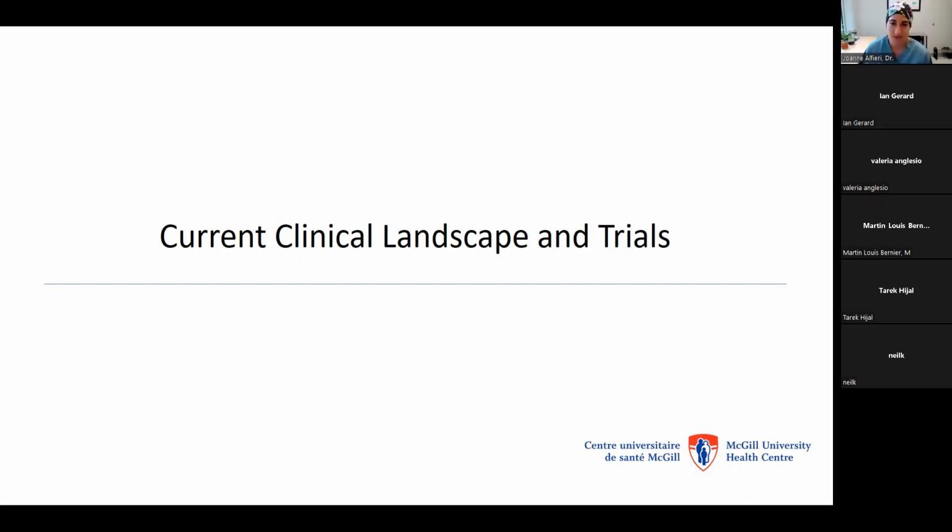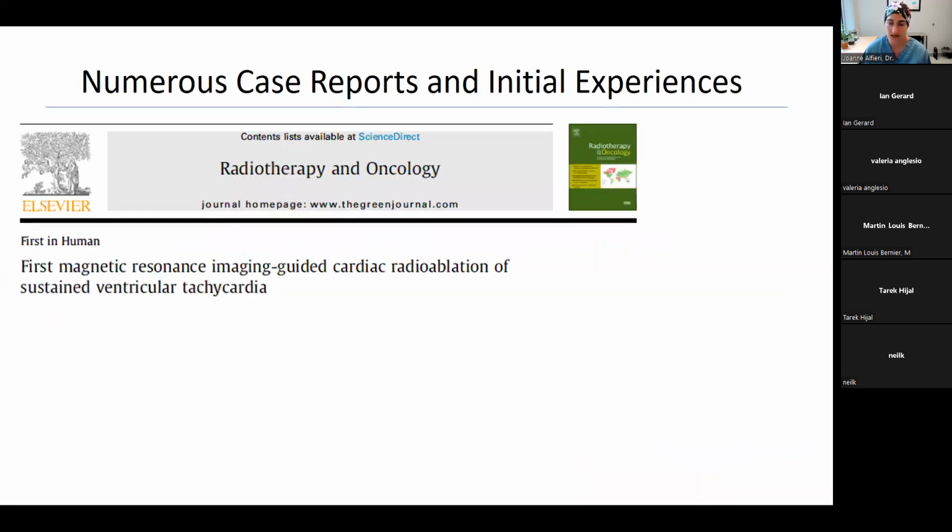So I'll be talking about the current clinical landscape and trials that are out there right now. There's really not much. There's numerous case reports and case series, initial experiences, but pretty much that sums it up. So for example, this is one report focusing on magnetic resonance imaging radioablation of a single patient who received 25 gray and had sustained control at a 3-month follow-up.